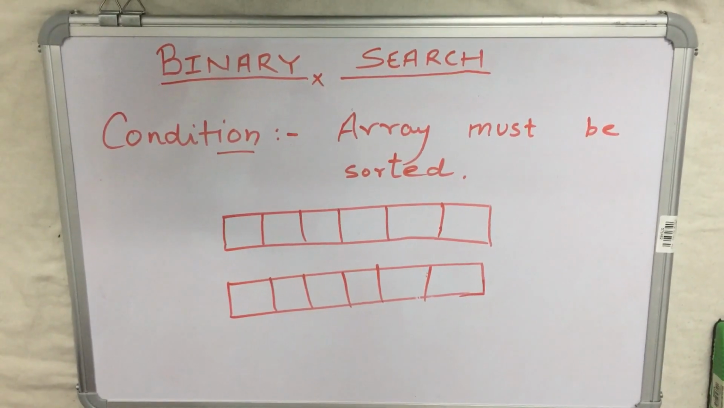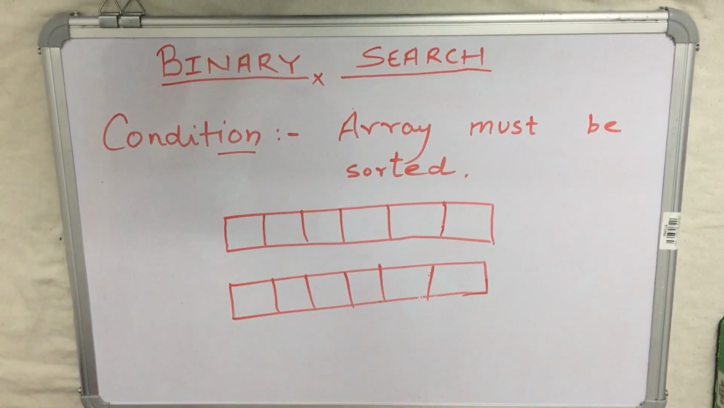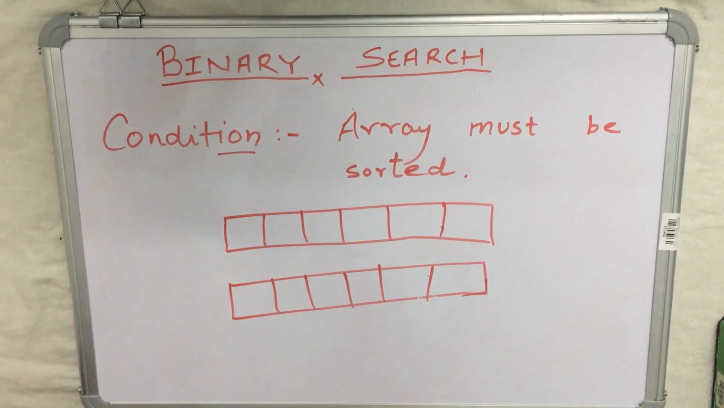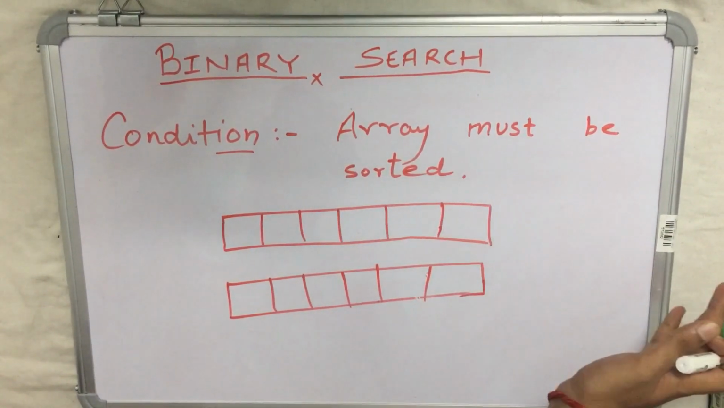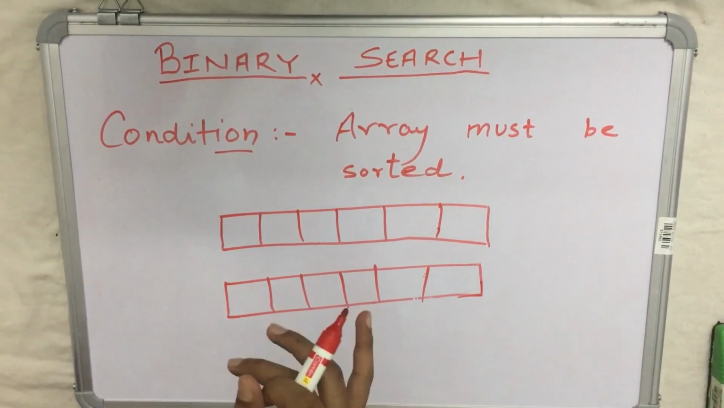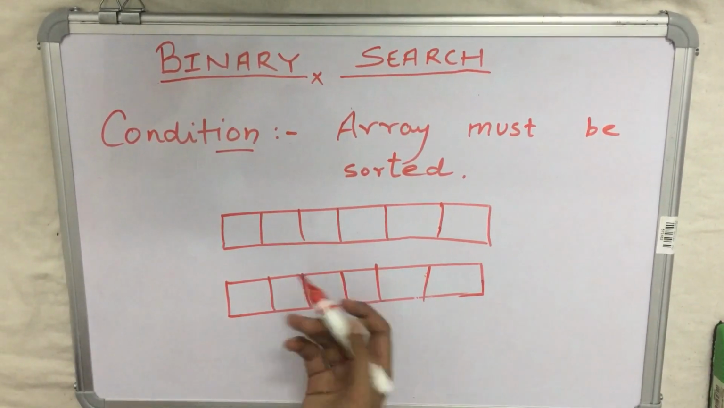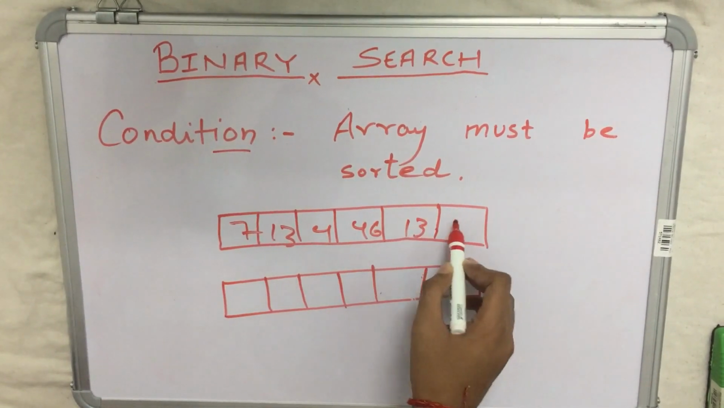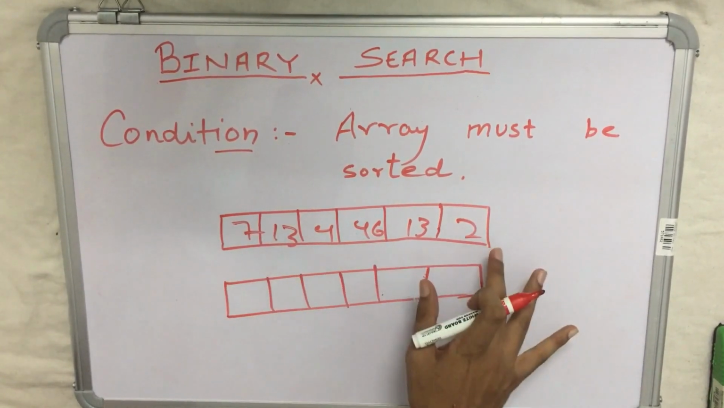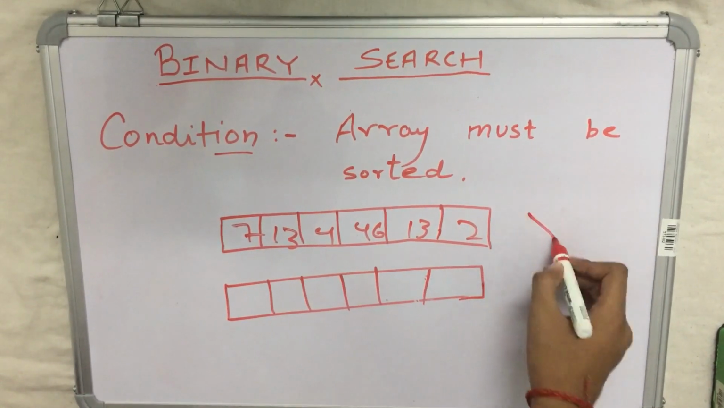Let's see some conditions of binary search. The basic and most important condition of binary search is that the array must be sorted. It might be in increasing order or in decreasing order, but it should be sorted. It means the array should not look like this. Now this is an unsorted list, so we will not use it.